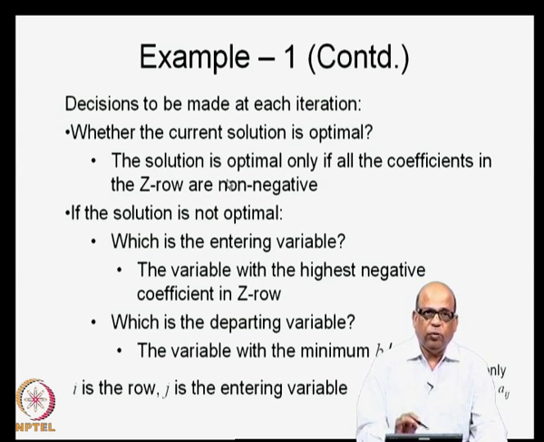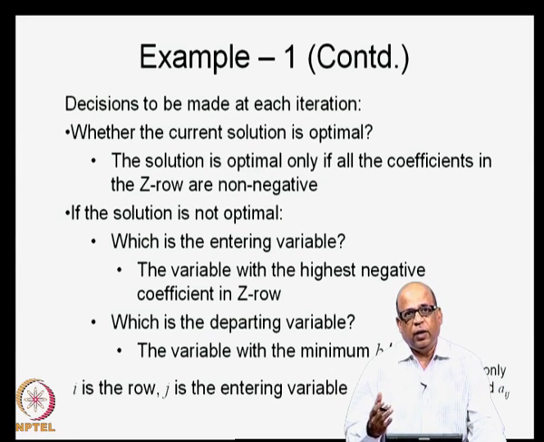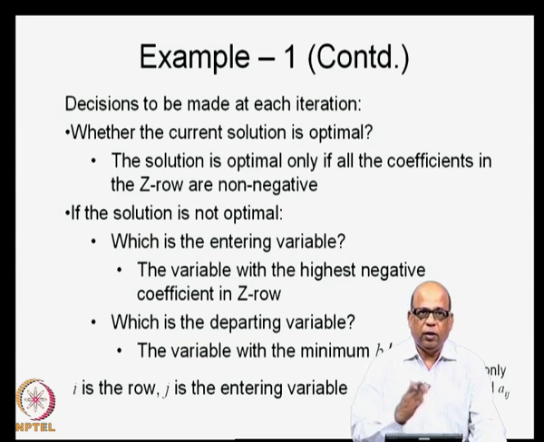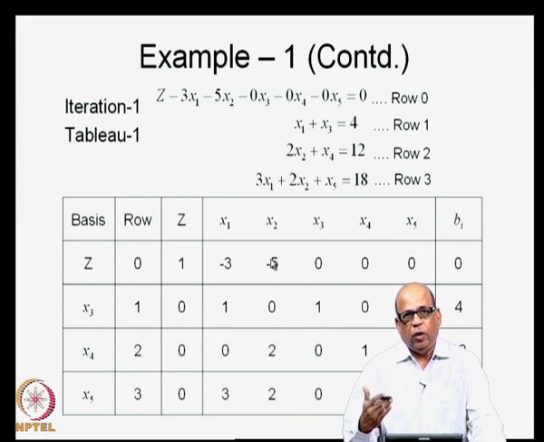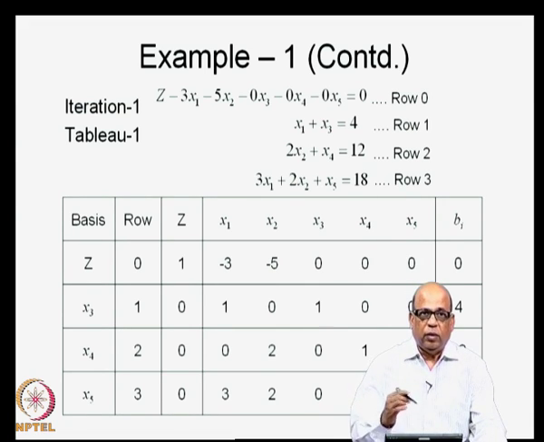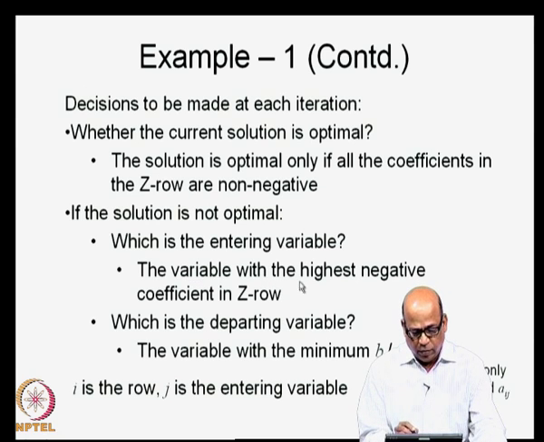Then, if the solution is not optimal, we have to identify which variable, not currently in the basis and therefore a non-basic variable, has to enter the basis. So, we have to identify the entering variable. As I mentioned in the last class, you look at the coefficients here, -3, -5. You are interested in improving the z value the fastest, and therefore the variable which has the highest negative coefficient will be the entering variable. So, we identify the variable with the highest negative coefficient in the z row as the entering variable.